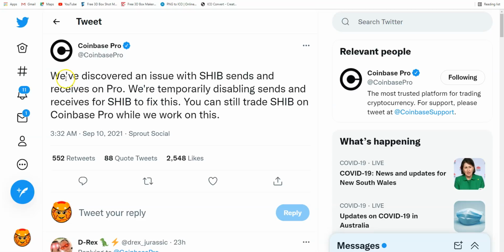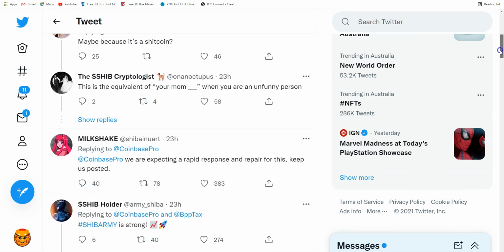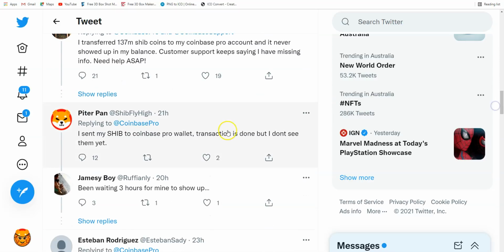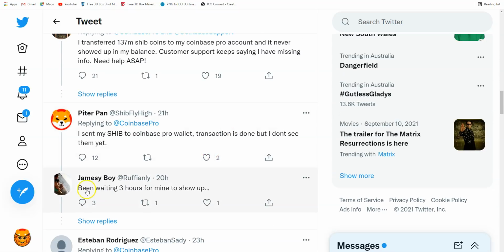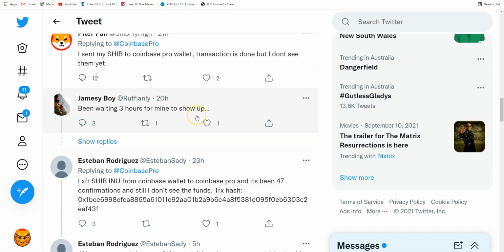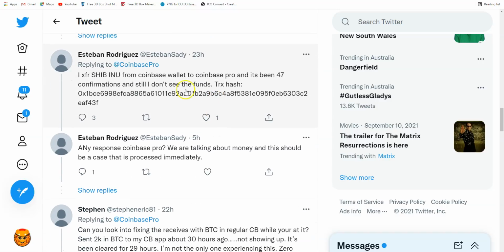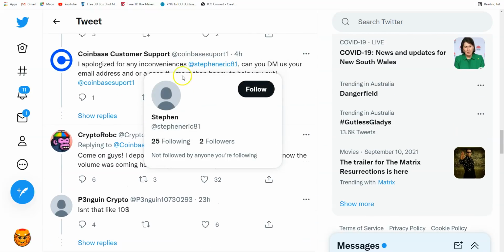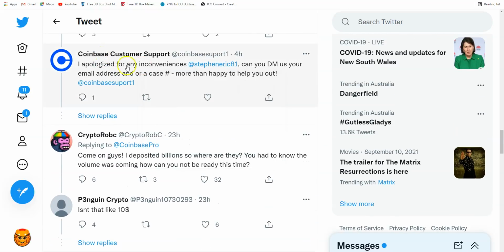When they explained that they discovered an issue with SHIB, if you look here, there's a bunch of people who are complaining because their SHIB is not appearing. One person here is saying they've been waiting for 3 hours and it didn't show up. Another person said they've received several confirmations but still don't see their SHIB. And it looks like there's a response from Coinbase saying, we apologize for any inconveniences. I'm not sure if that's really Coinbase.